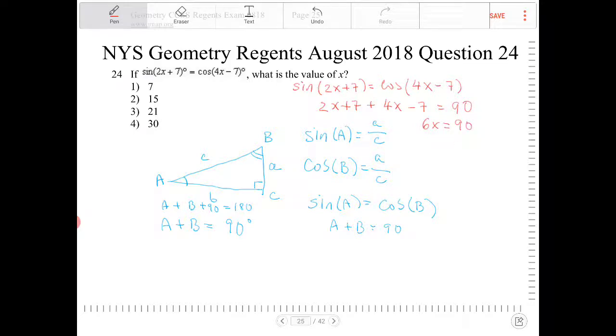Let's divide both sides by 6. I get x is equal to 15 as a result. And the question is, what is the value of x? Well, we just solved it. That would be option 2.